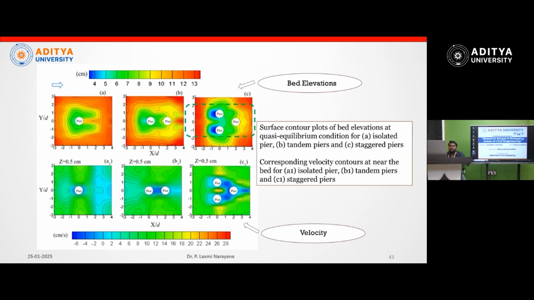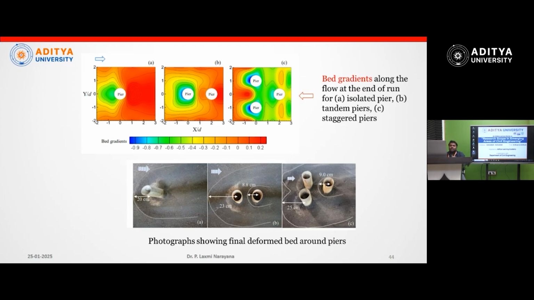We can see A, B, C. C is the staggered pier case. There the velocities are very, very high, and of course the bed elevations are very, very high, so it leads to more scour around that. These are the real time images during the experimentation showing how the scour hole was created around the three arrangements, and the respective bed gradients are shown in the contour maps.